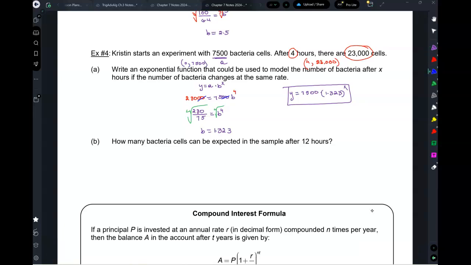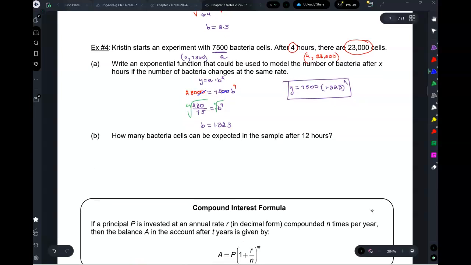How many bacterial cells can be expected in the sample after 12 hours? Now we have a new t, or in this case, x value. So let's go ahead and plug it in. Now, this is going to be y of 12, right? We can do function notation, is equal to 7,500 times 1.323 to the power of 12.